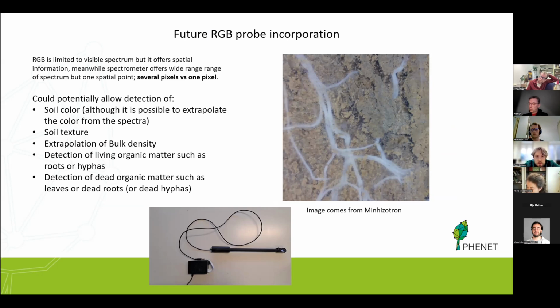And then soil texture, as you can see, extrapolation of bulk density. We can also, as Akos said before, extrapolate it from the insertion force. Also, detection of living organic matter, such as roots or hyphae, or detection of dead organic matter, such as leaves or dead roots. And here you can see an image not from this probe, but from a mini rhizotron, but this is what we are trying to get. And down you can see the prototype of this probe, which will be tested. Next slide.